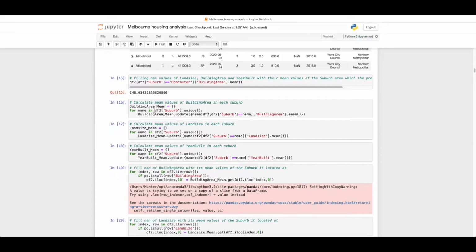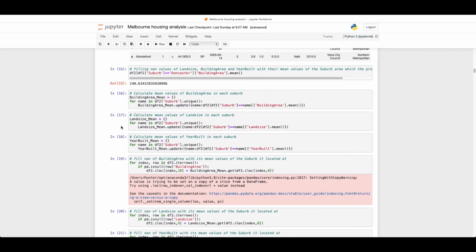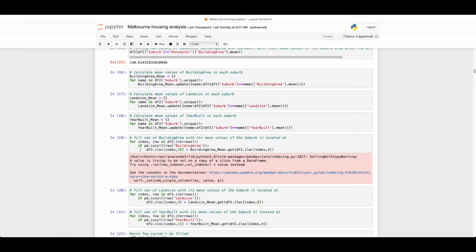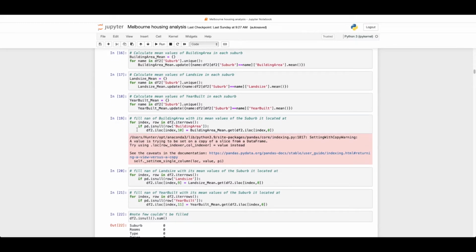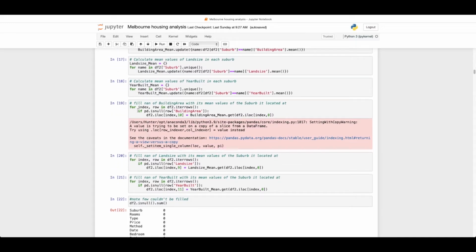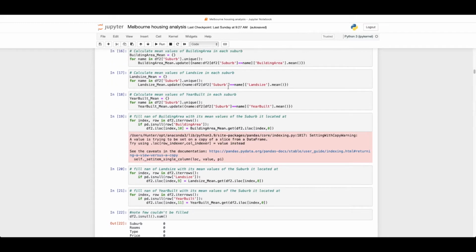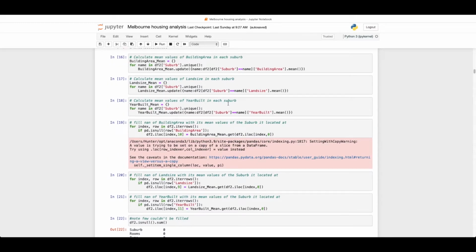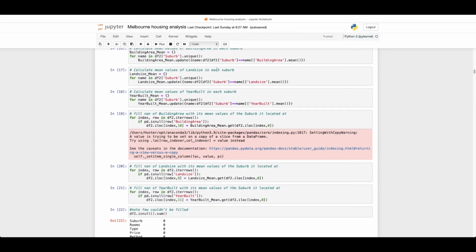We get the unique suburb names, and we loop through them to get the mean values. We save them in a dictionary, and then we loop through all those dictionaries and fill all those missing values. These steps are just getting the mean values in each suburb, and then filling all those missing values.